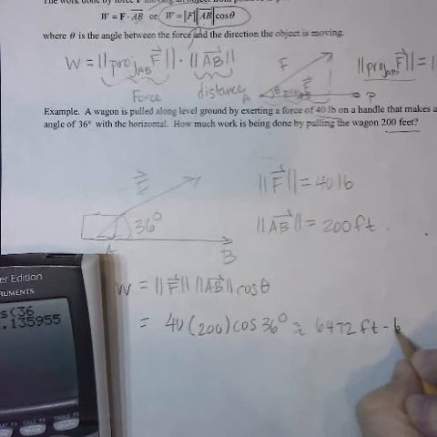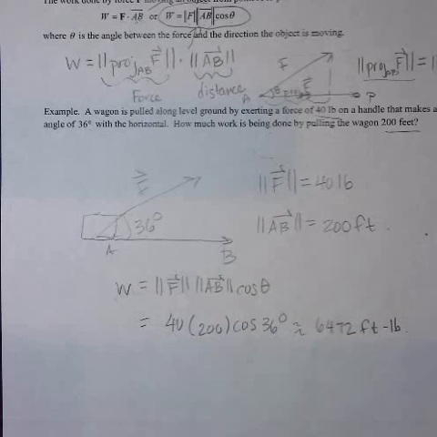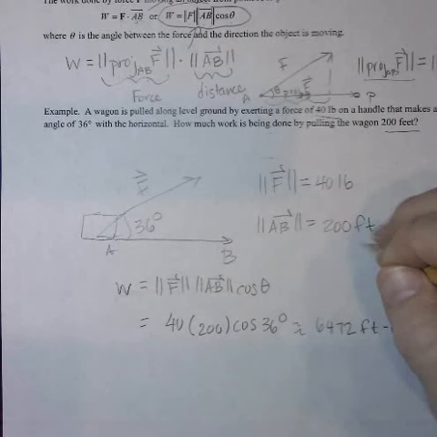So we used English units in both of these problems, but often force is given in newtons, in SI units, and then distance in meters or centimeters. So then it would be newton-meters or newton-centimeters as units for work.